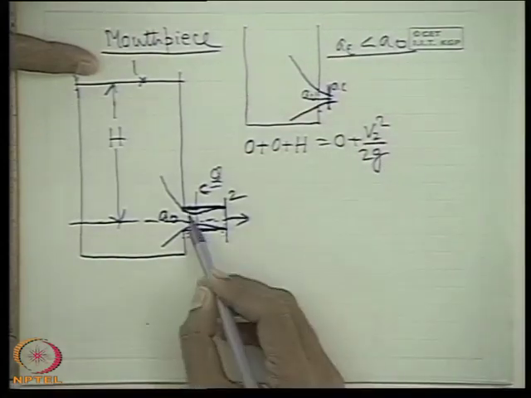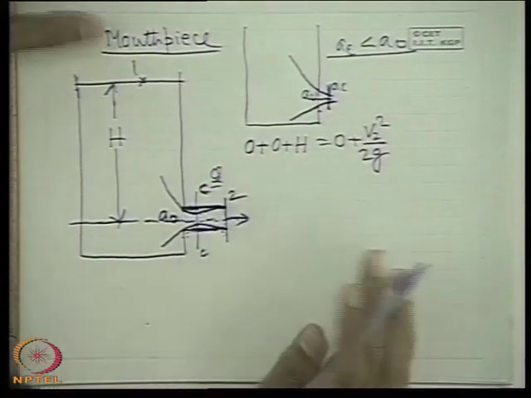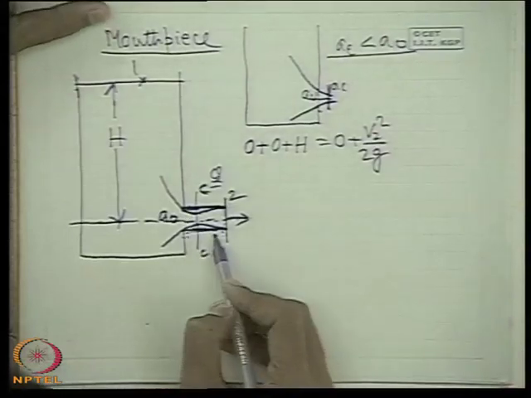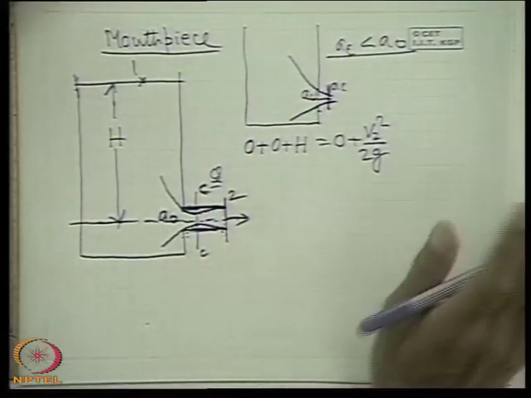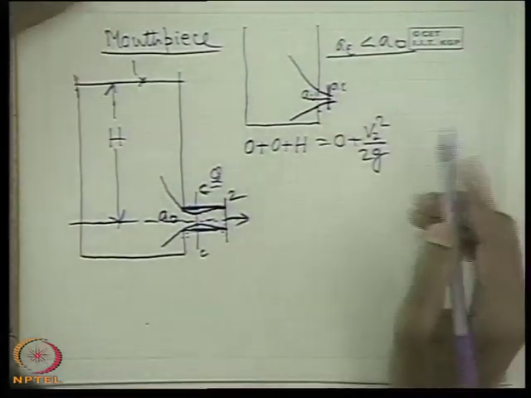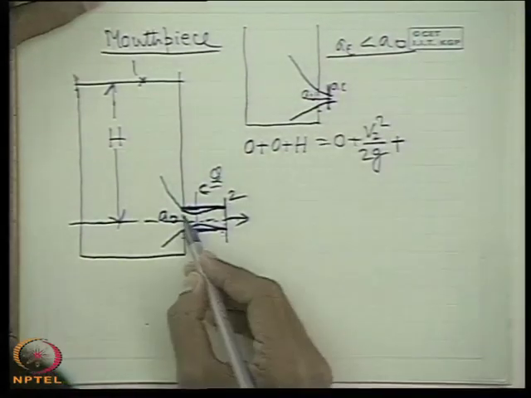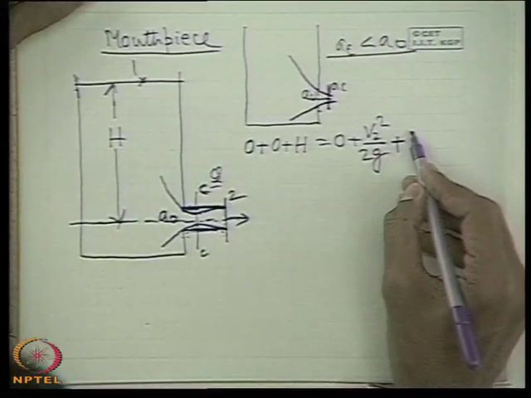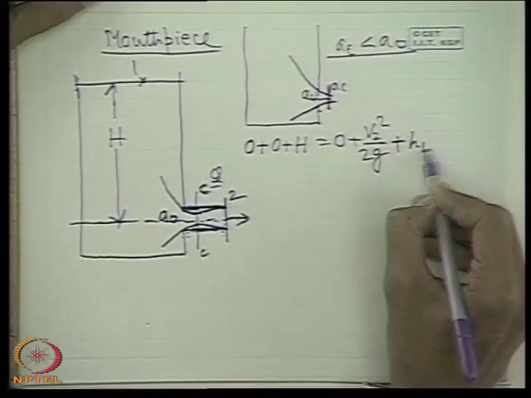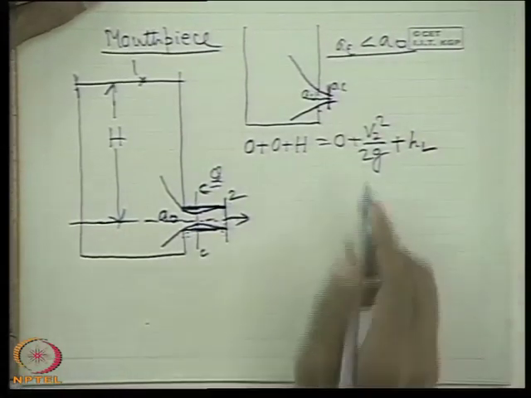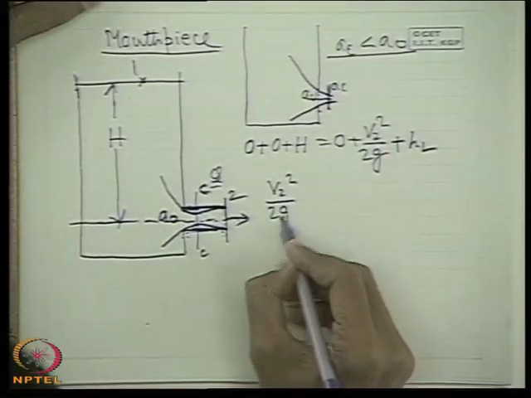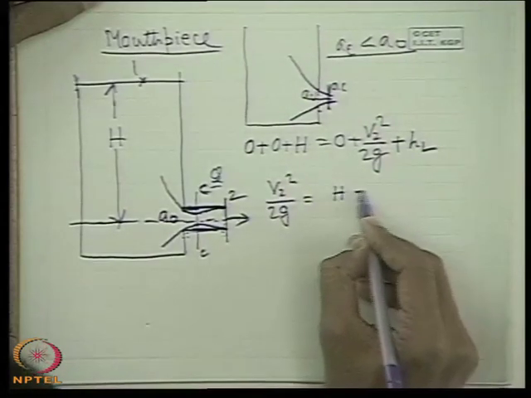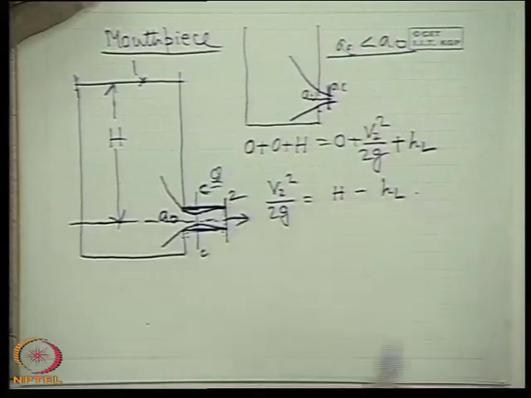Now let us forget about the friction. First of all, friction part we neglect, and it is a short tube. When you compare with an orifice, we will consider frictionless orifice also. So don't worry, comparison will be on the same basis. But this loss you have to consider, HL, the losses due to contraction. So therefore you see V2 square by 2G is equal to H minus HL.